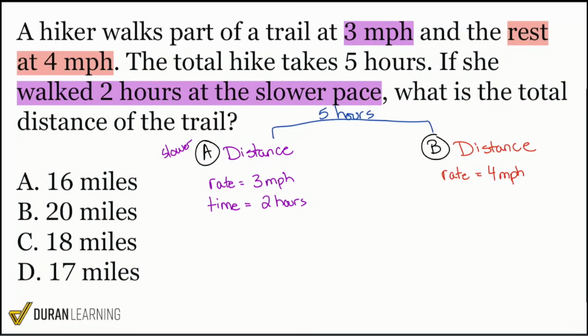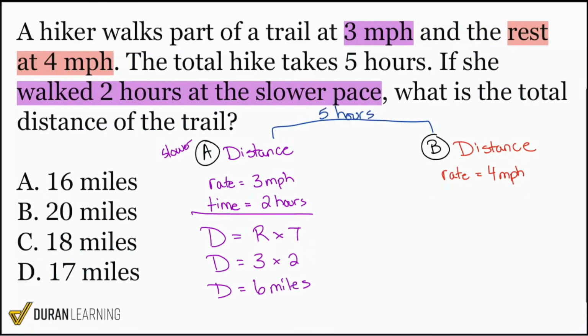Everybody, do I have enough information to get the distance for part A? Oh, we absolutely do. Because remember, distance equals rate times time. Here, my rate is 3, my time is 2. So we have 3 times 2, and that's going to be 6 miles for part A. Now, when we take a look at part B, notice that I have my rate, but if I want to get the distance, I still need my time. Everybody, should we now throw in that 5?